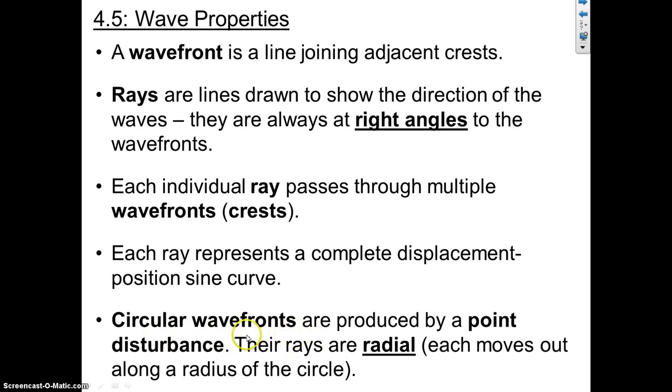Circular wavefronts are produced by a point disturbance, like a ball thrown into a single point in a flat lake. And their rays are radial, which means that the rays move out from that point, from the source, out along radii of the circle.